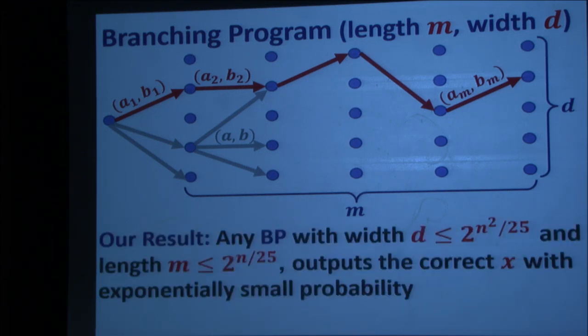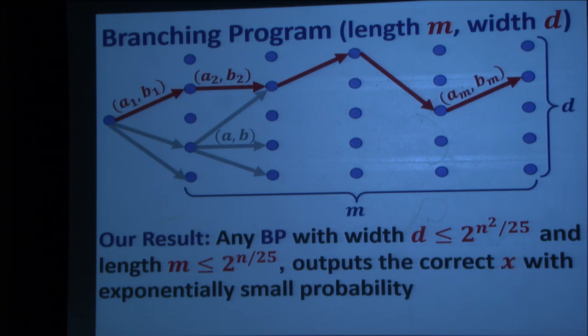And now I can tell you the result. The result is that any branching program of width at most 2 to the n squared over 25 and length at most 2 to the n over 25 outputs the correct x with exponentially small probability. So this is the main result.